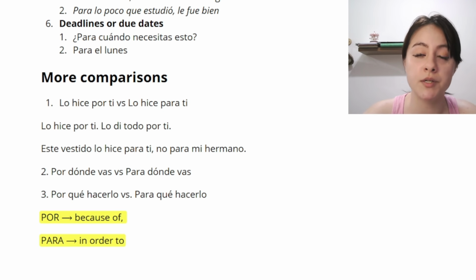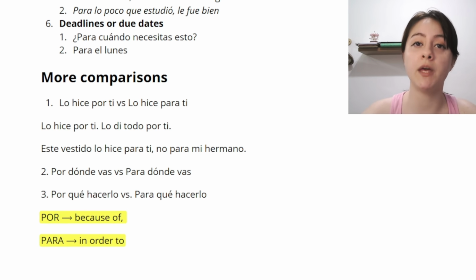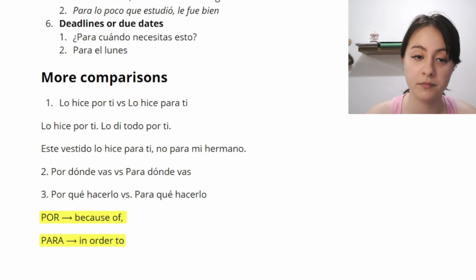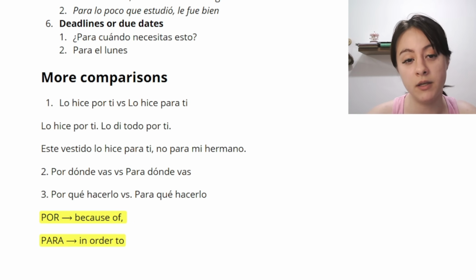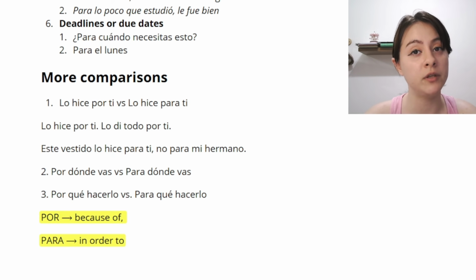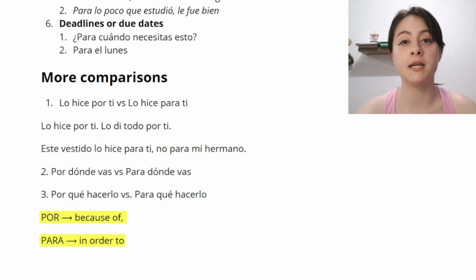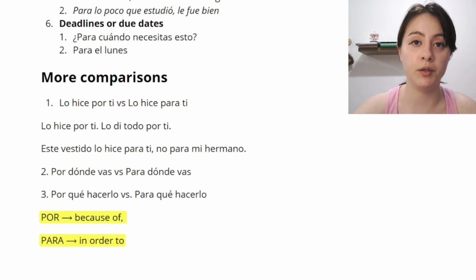Meanwhile, por just implies that you did this because of something. Lo hice todo por ti, or lo di todo por ti. I give everything for you. Second case. This is quite tricky, but you could ask both por dónde vas and para dónde vas. So, por dónde vas implies that you're in a specific place and you're moving in that place.